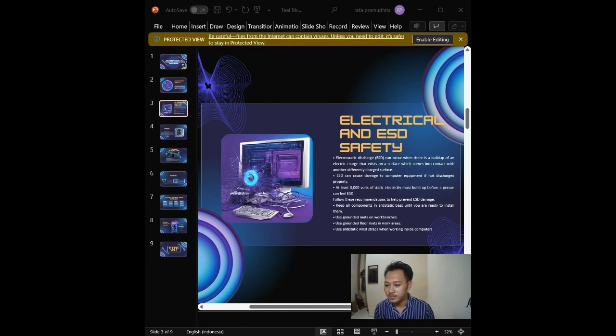At least 300 volts of static electricity must build up before a person can feel ESD. Follow these recommendations to help prevent ESD damage. Keep all components in anti-static bags until you are ready to install them. Use grounded mats on workbenches and grounded floor mats in work areas. Use an anti-static wrist strap when working inside computers.